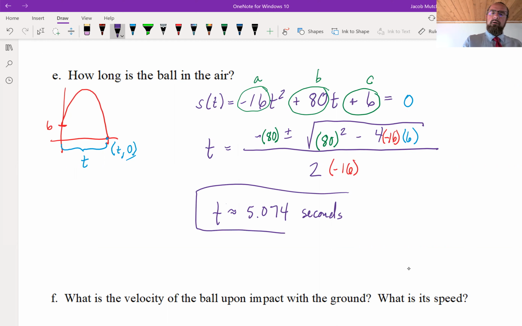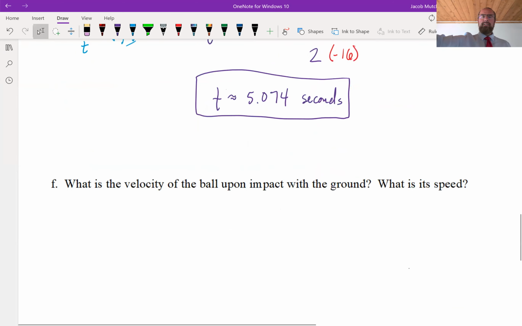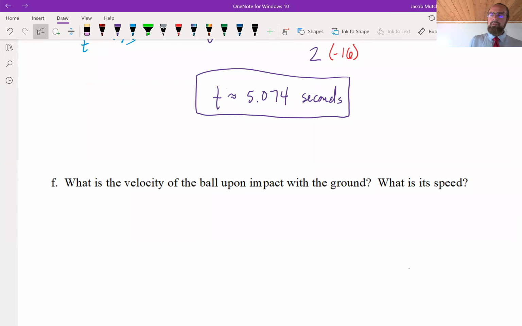That'll box it, because that's the answer there. So again, that's just an Algebra 1, Algebra 2 question thrown in the mix with the calculus here. So then the question for part F says, what's the velocity upon impact with the ground? What is its speed? So if we think, we wrote a velocity function, so let's bring that back.